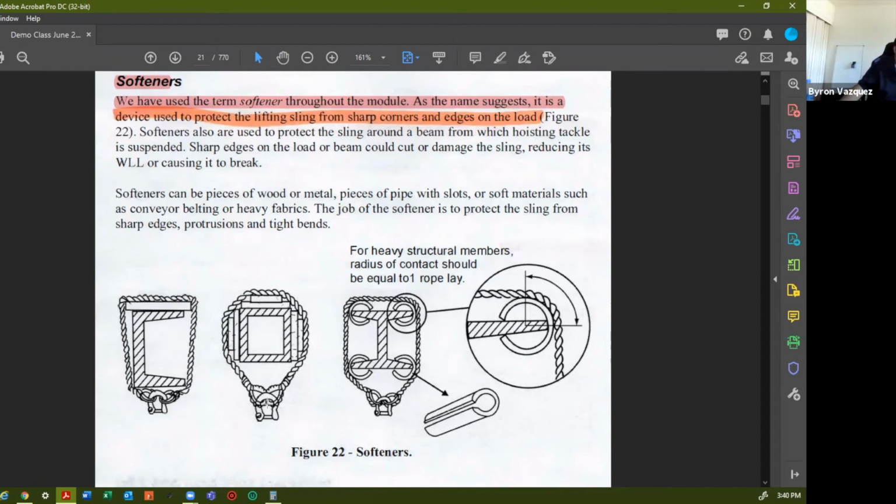Here's another example. This is your lifting device. Here it looks like some wire rope. They've got a square beam and they're going to go ahead and lift it. But these sharp corners can in fact damage your rigging, possibly snapping it. And there goes your load. So it's good practice to block it so it doesn't come into contact with any corners. So now you know what softeners are.